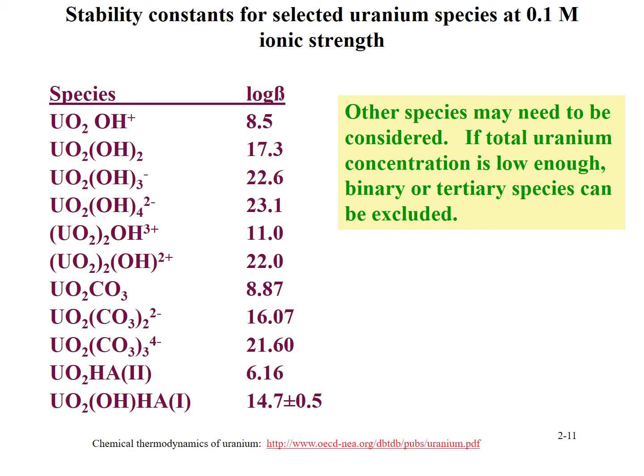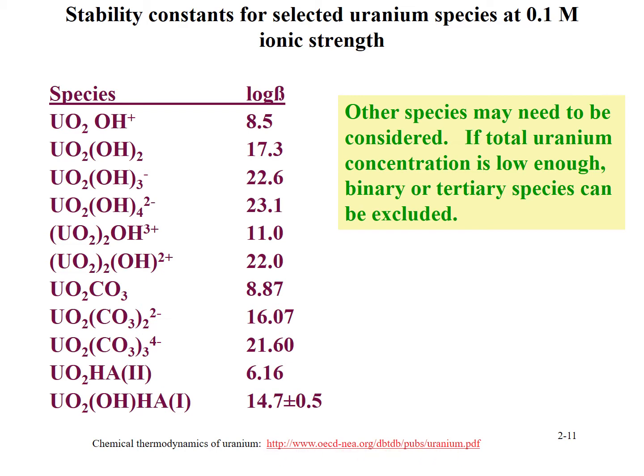Lucky for us, there's extensive databases that are available that can provide complexation constants for a number of species. And here are listed some of the relevant complexation constants for the uranium species that we've discussed. So here are the hydroxides, and here are the carbonates, here are the humic acids. A lot of this data can be available for uranium from the chemical thermodynamics of uranium. The link is listed here. The link is also on the web page.